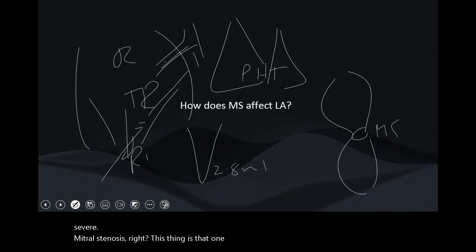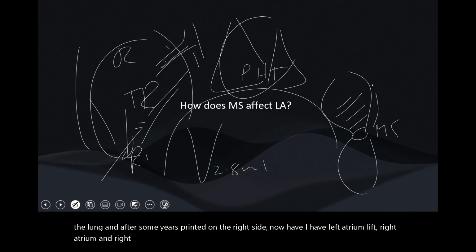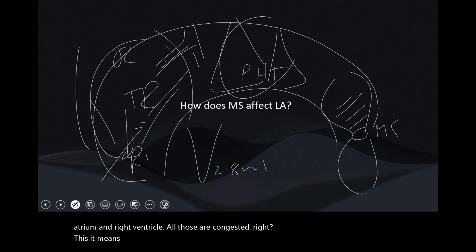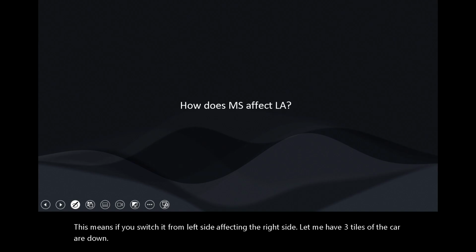This tells me that one is severe. Why? Because it's severe, it turned into the lung, and after so many years, turned into the right side. Now I have left atrium, right atrium, and right ventricle, all those congested, right? This means severe. It switched from the left side, affecting the right side. Like you have 3 tires of the car down. Yes, this is our window.